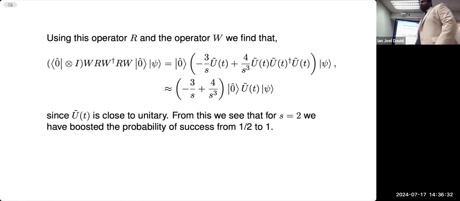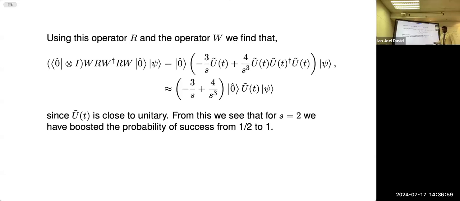And again, after doing a little bit of algebra, you get this quantity here. But because u tilde is close enough to unitary, we can approximately say that u tilde dagger u tilde is identity. And you get the following output state, where this is the new amplitude that you have. Of course, you need to square this if you're going to get the probability.